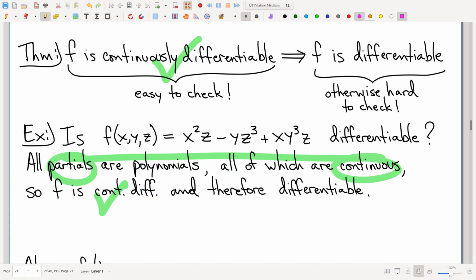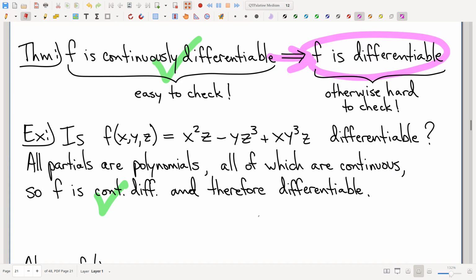And we have a theorem that says continuous differentiability gives you differentiability. So, done. No nasty business with relative error and all that stuff. Yep.